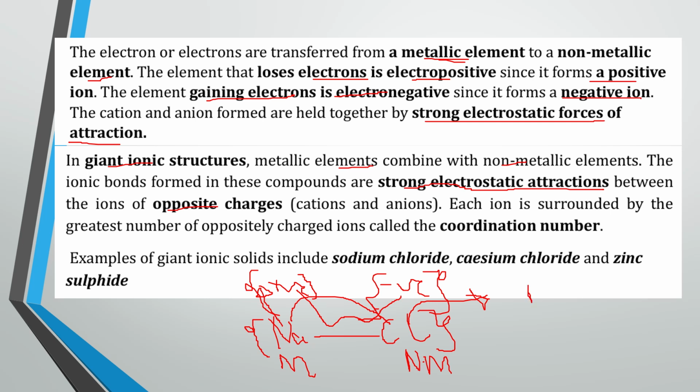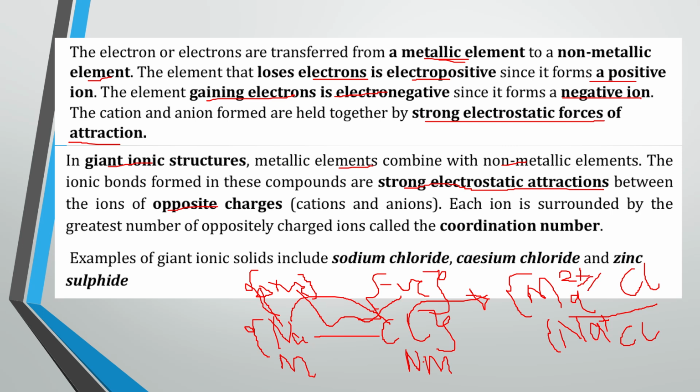For example, if you're having magnesium chloride, magnesium forms a charge of 2 plus. And sodium forms a charge of plus 1. So since the magnitude of the charge on magnesium is greater than that on sodium, we are going to say that magnesium chloride has a stronger giant ionic structure as compared to sodium chloride, simply because in magnesium chloride, the magnitude of the charge is greater or steeper.